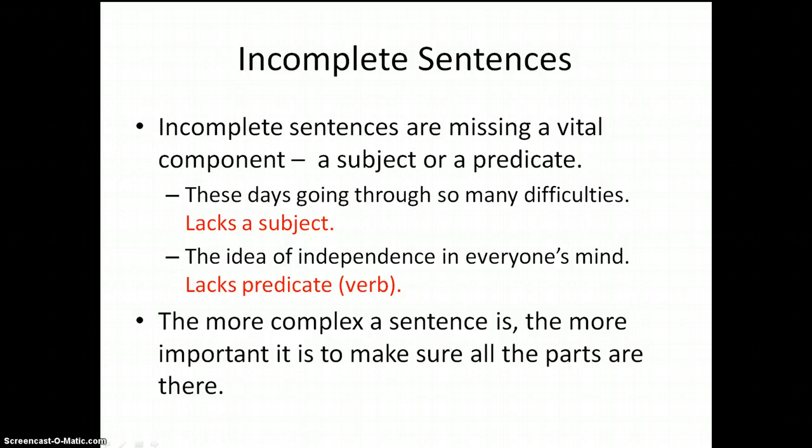Incomplete sentences are usually missing a vital component, either a subject or a predicate, either something or what it does. Take this example: these days going through so many difficulties. This lacks a subject. What are we talking about? And another: the idea of independence in everyone's mind. Here we're lacking our verb.